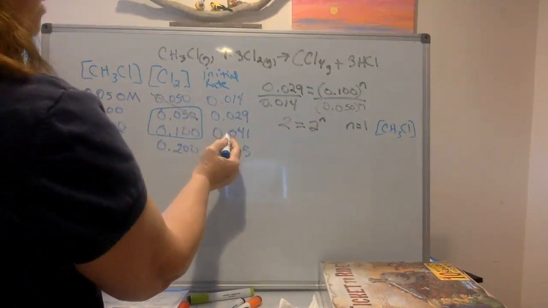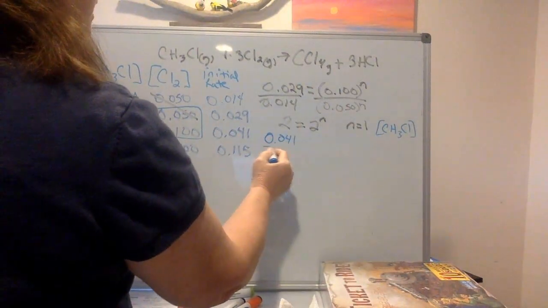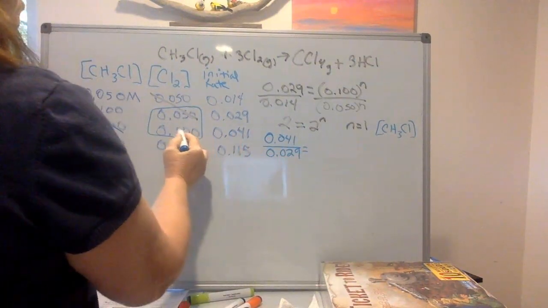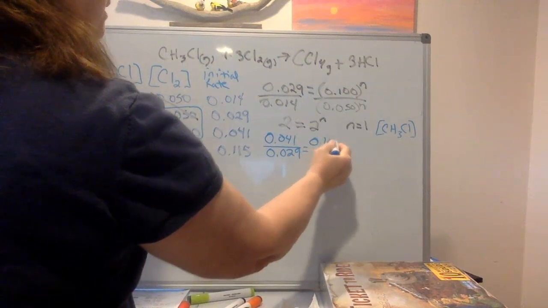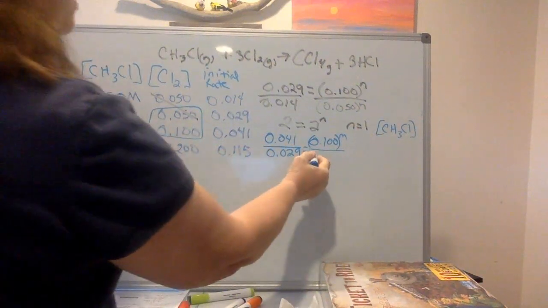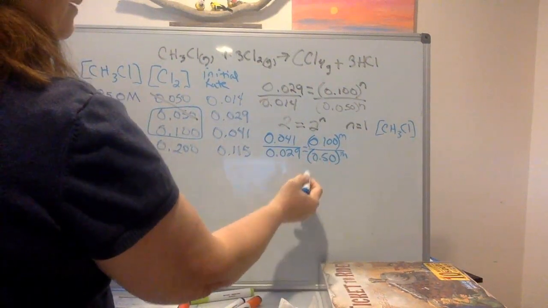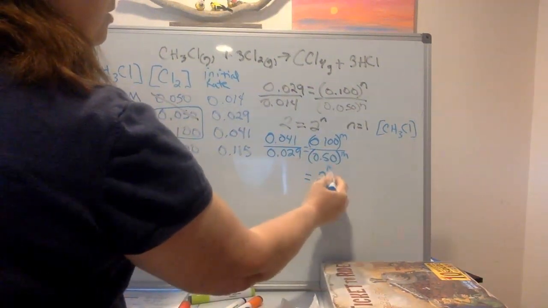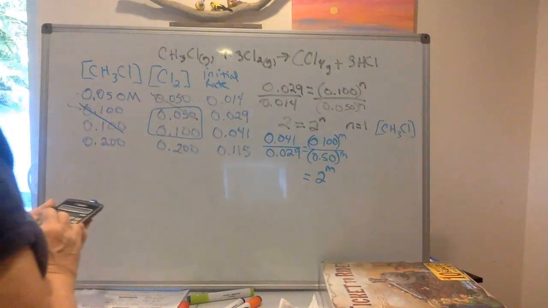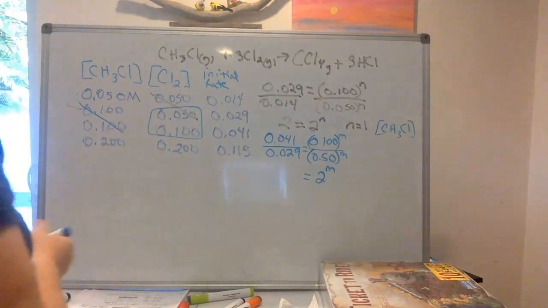Again, it's going to be rate 3 over rate 2, because we want to have no fractions, divided by 0.0029 equals 0.1 to the m. Again, K is the same, so we don't have to write K. Now 0.1 divided by 0.5 is easy, right? It's 2, so it's 2 to the m. Then we have 0.041 divided by 0.029, and we come up with 1.41.